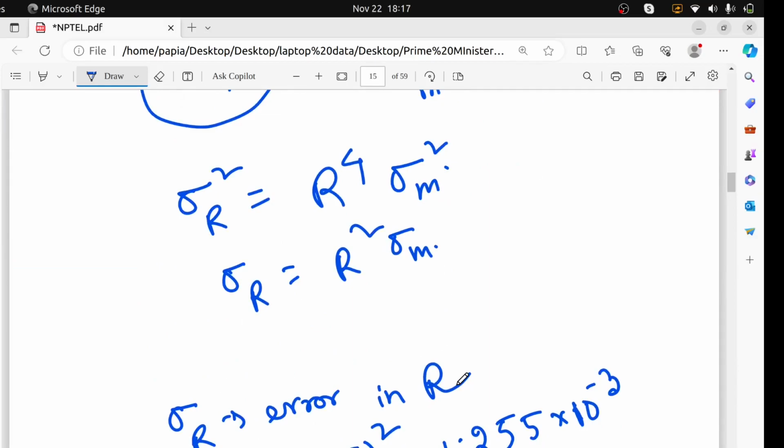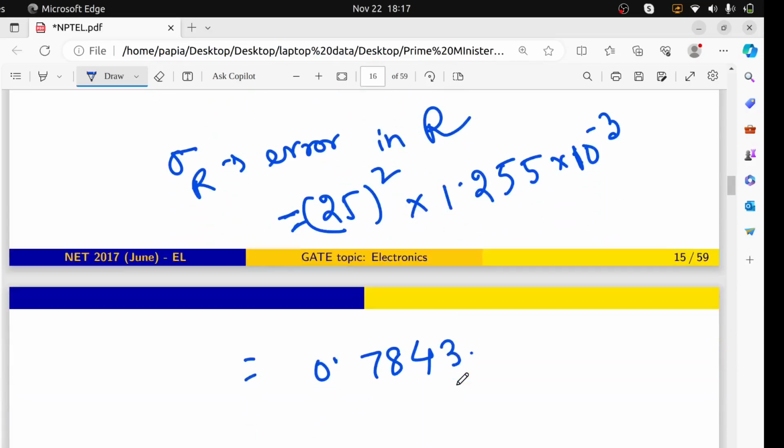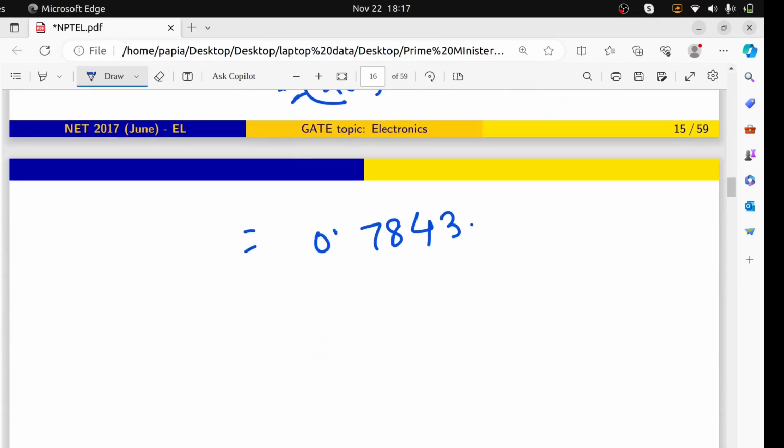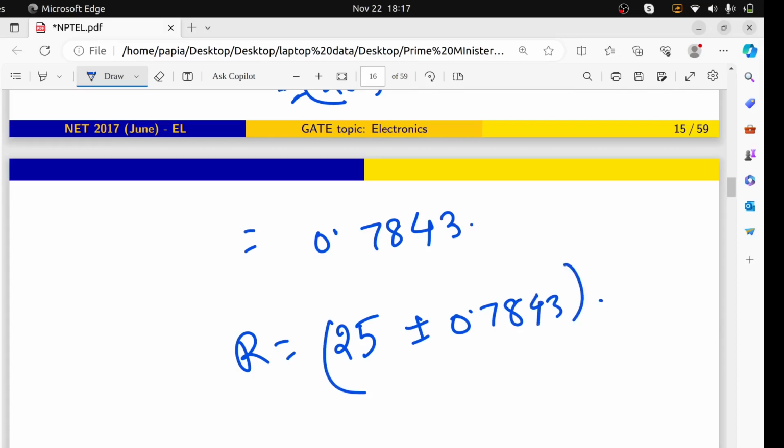So sigma r will be the error in r, and how to calculate it? 25 square into 1.255 into 10 to the power minus 3. If I calculate that, it comes to 0.7843. So the total answer will be R equals 25 plus minus 0.7843. That is the answer, and we have checked that the answer is B. Okay.